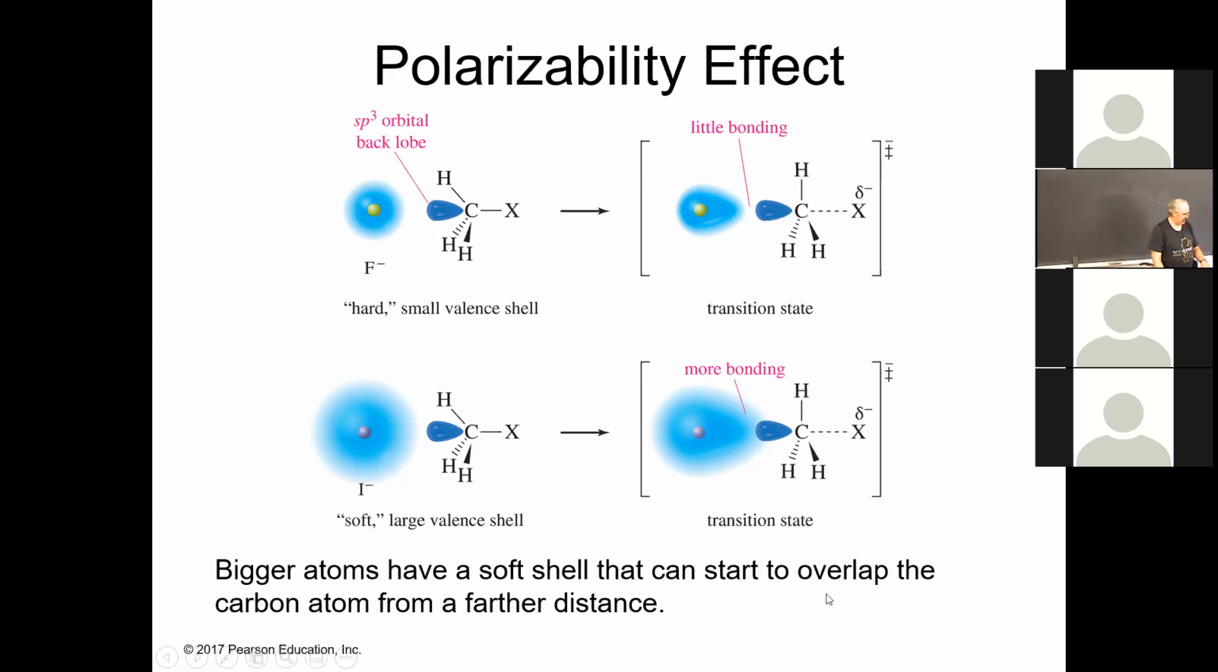Iodide, on the other hand, is much more polarizable. The electron cloud, as I said, is more fluid, and because of its larger size and its greater polarization, there is more bonding between iodine and carbon in the transition state. So the bigger atoms have a soft shell or electron cloud that can start to overlap the carbon atom from a farther distance.